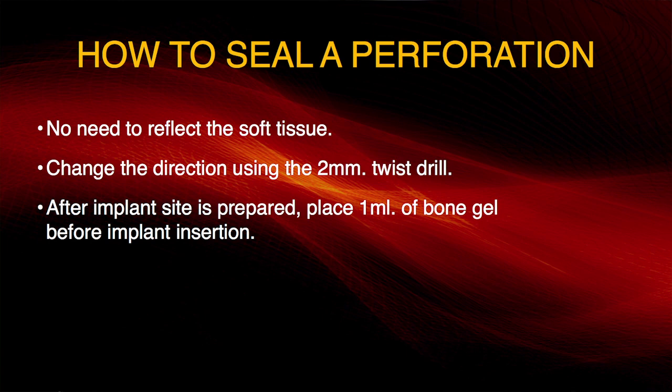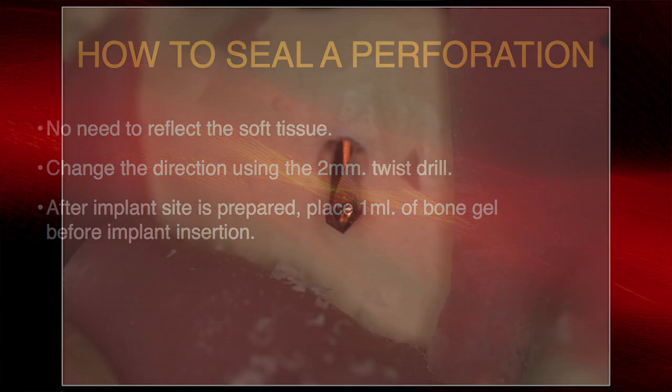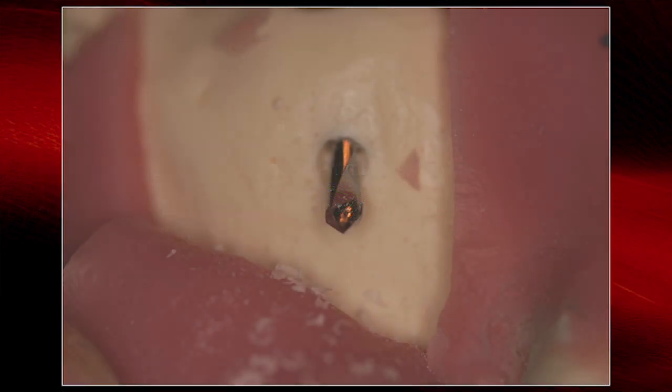So after you prepare the implant site, ready for the implant, then you can take some bone material, mix it with saline. Now you don't need to flap. I've only done this for demonstration. You can see where it was perforated with the drill, with the twist drill.